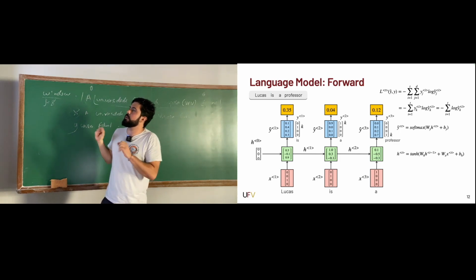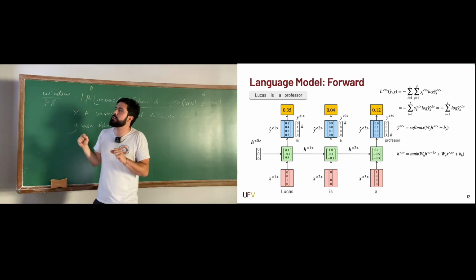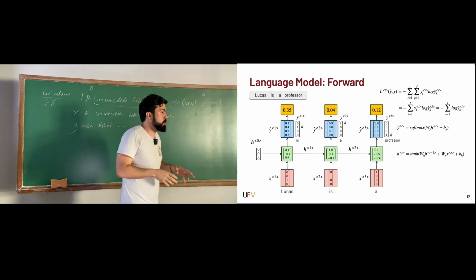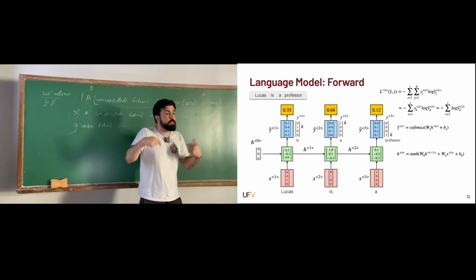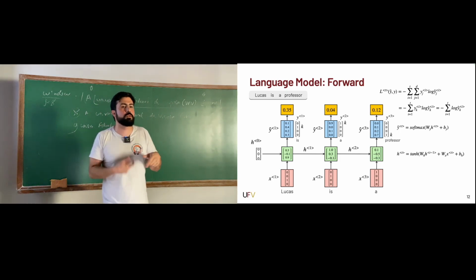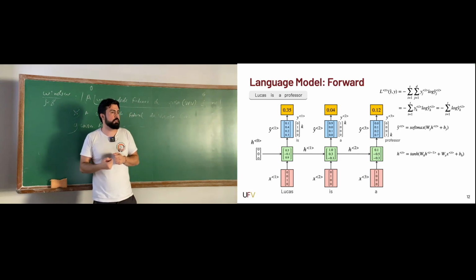So that's how a language model would play out. Then you can run backpropagation because you have losses, and you adjust the weights. You do that again and again and again, and eventually your model will learn to predict the next word.